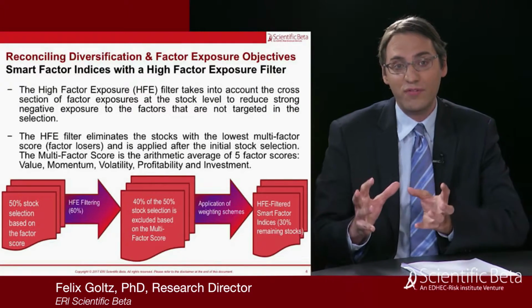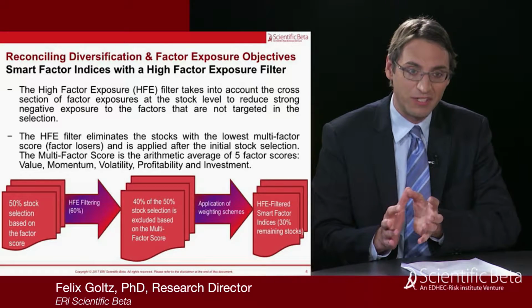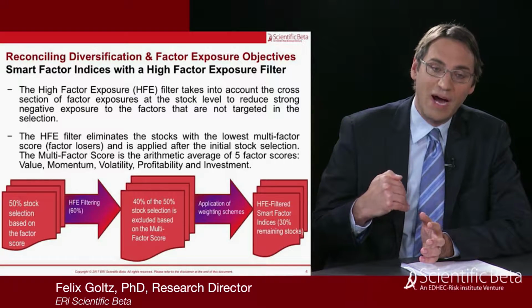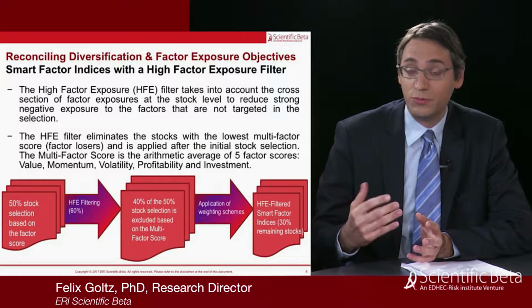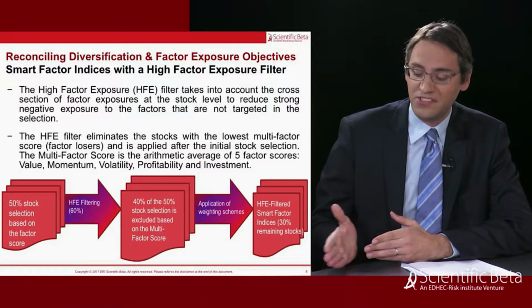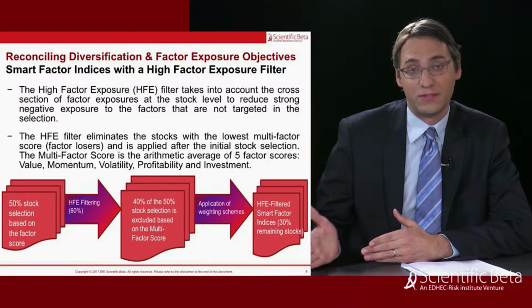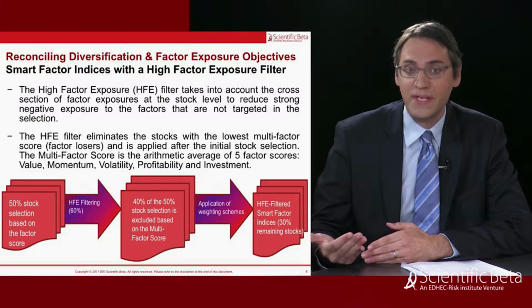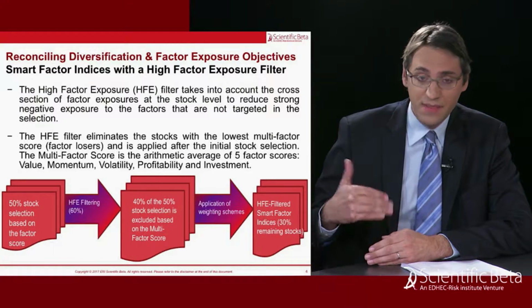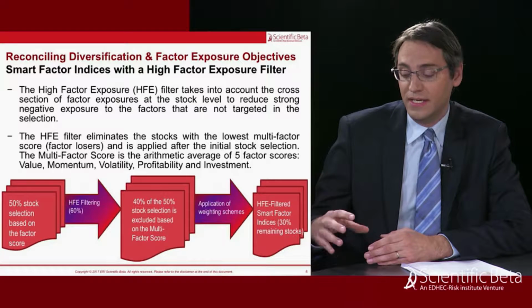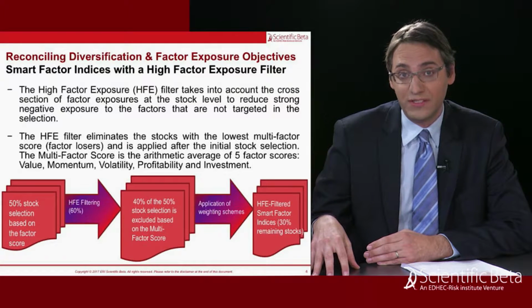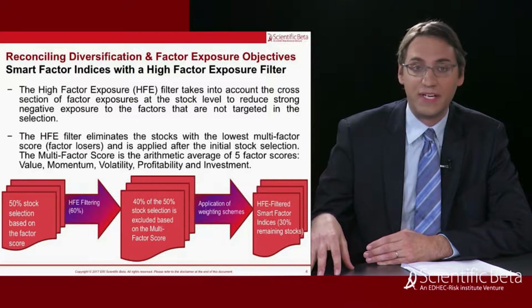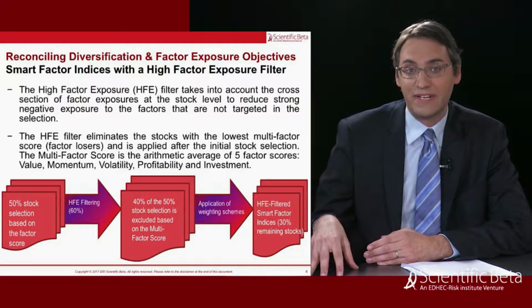So you have an overview here of how this construction works. Our standard single factor indices will just tilt to a desired factor by selecting half the stocks in the universe based on that factor score, say value. After that, the standard indices will actually apply a range of diversification-based weighting schemes to come up with a well-diversified factor index, or what we call smart factor index.